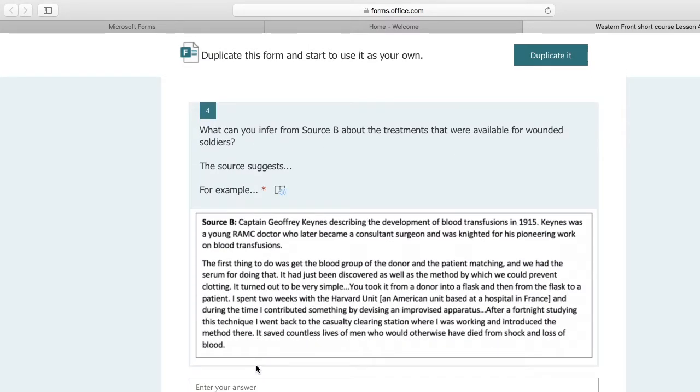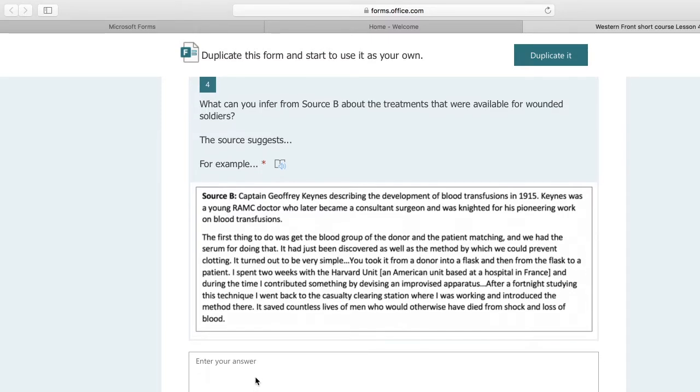You're then going to be looking at source B. Now, source B is talking about, again, what you can learn about treatments that were available for wounded soldiers. So you need to read through and think, well, what treatments are they talking about? Think about who they mention, think about what they're talking about, and then explain to me, well, what does it suggest? What are they actually saying about the treatments available?